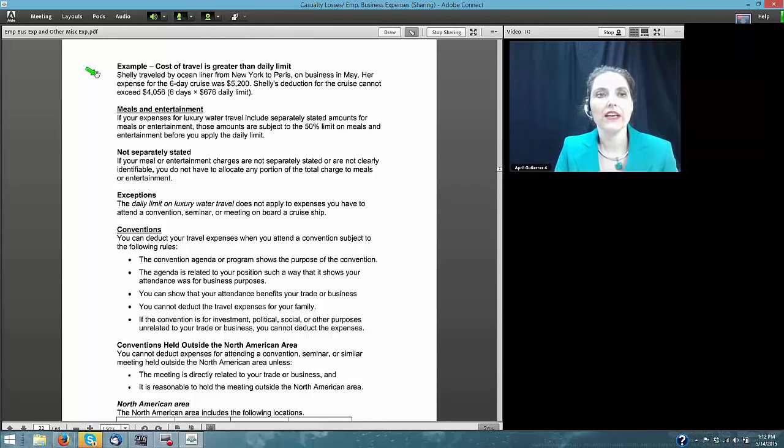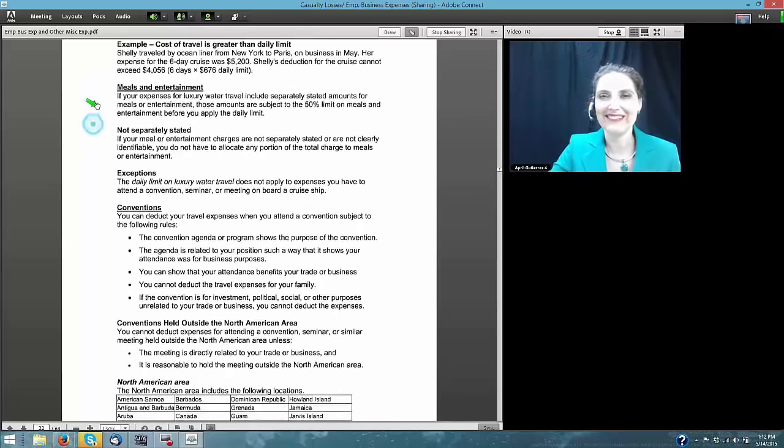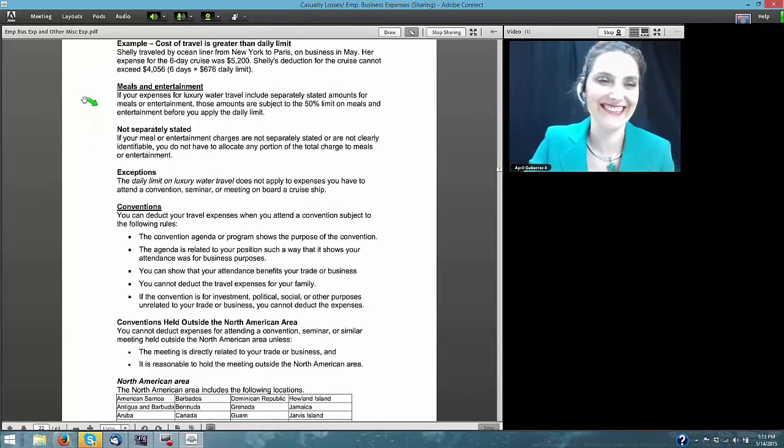And here is an example where the cost of travel by water is greater than the daily limit. Shelley travels by ocean liner from New Jersey to Paris on business in May. Her expense for the 6-day cruise was $5,200. Shelley's deduction for the cruise cannot exceed $4,056 because that's 6 days times the $676 daily limit. That sounds like fun. I'm ready to travel by water to Paris.